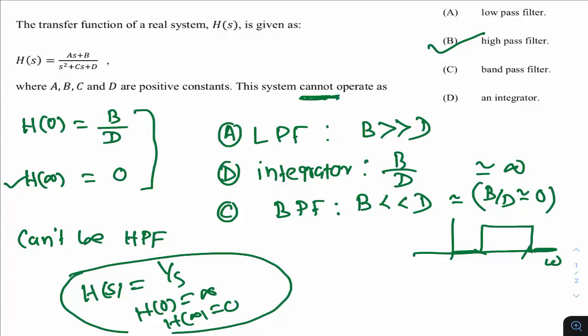So by selecting proper values of b and d, we can make this transfer function work as a low pass filter, as a band pass filter, or as an integrator. But by selecting values of b and d, we can never operate this as a high pass filter. So as far as the question is concerned, the answer would definitely be high pass filter. So B is the right option for this question.